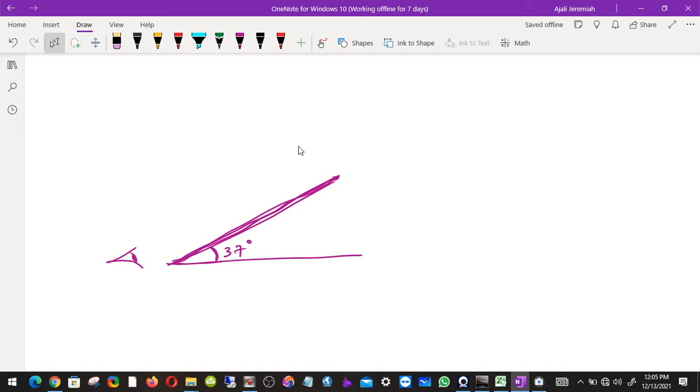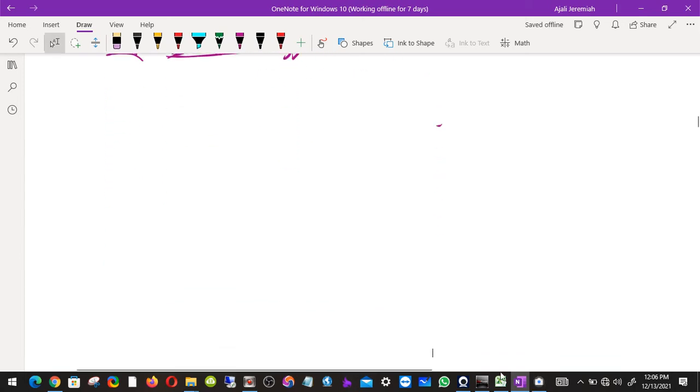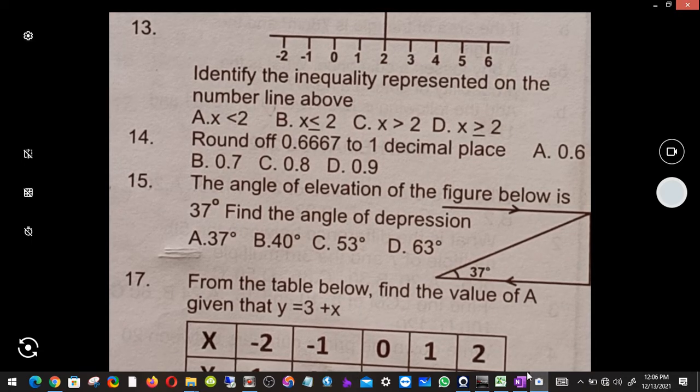Then the bird flying wants to look at the man looking at him. Instead of the bird looking straight, the bird will have to depress the eyes at an angle here. So this is the angle of depression. If you look critically, this is alternate to this because these two lines are parallel. So this is also 37 degrees. So we say angle of elevation is equal to angle of depression. Basically, that's the rule. So if this is 37 degrees, angle of depression becomes 37. Is that okay? Yes, sir. So that's 37 degrees.